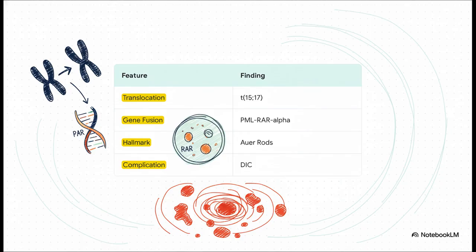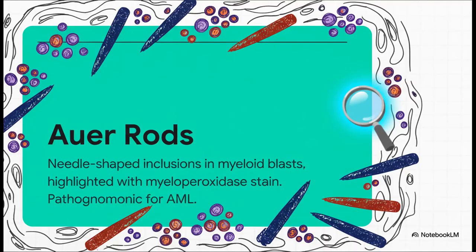The genetic hallmark is that classic t(15;17) translocation. What that does is create this messed up fusion gene called PML-RAR alpha. And that faulty protein is what freezes the promyelocytes in their immature state. Under the microscope, you're hunting for Auer rods, and clinically, the immediate life-threatening danger is DIC, disseminated intravascular coagulation, which can cause catastrophic bleeding. So what in the world are Auer rods?